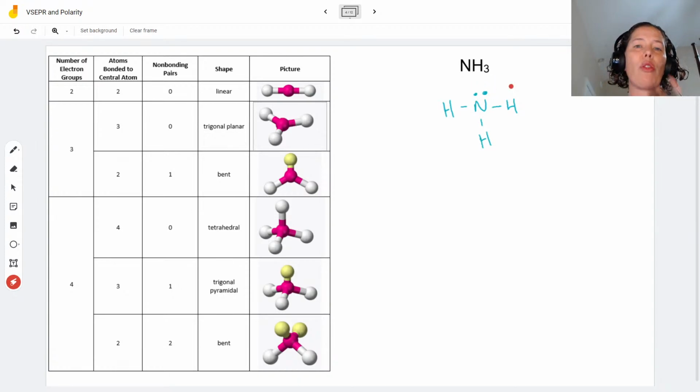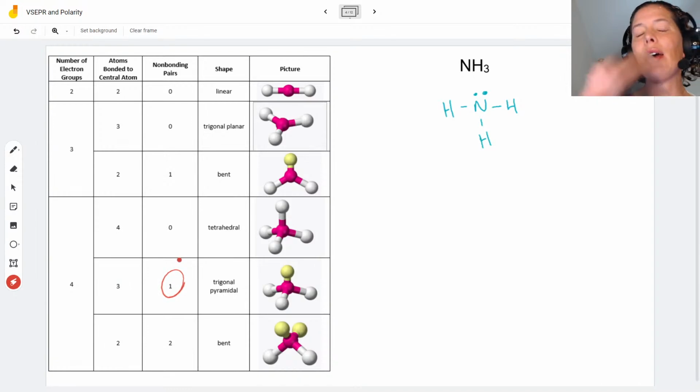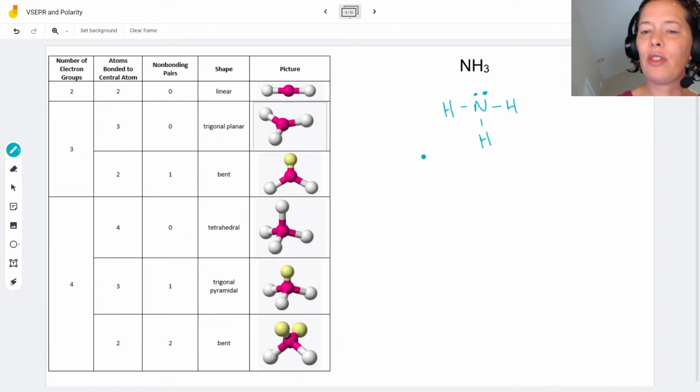So I'm looking for that 3-1 combination in the table. So I have a 3 here, but this has 0 non-bonding pairs, so that's not it. And if I move down, you can see here are 3 atoms bonded to the central atom and 1 non-bonding pair. That's what I've got. So this shape is trigonal pyramidal. So let's just write that underneath.